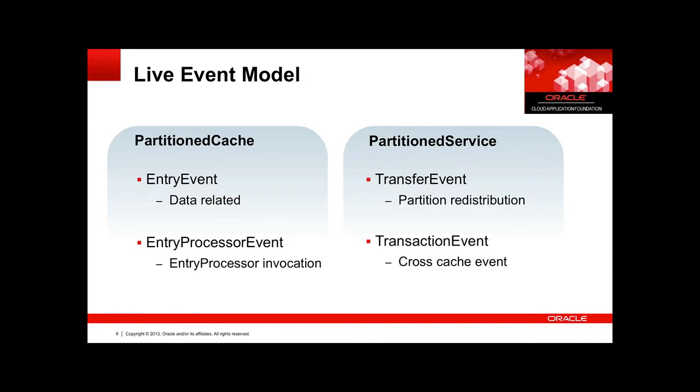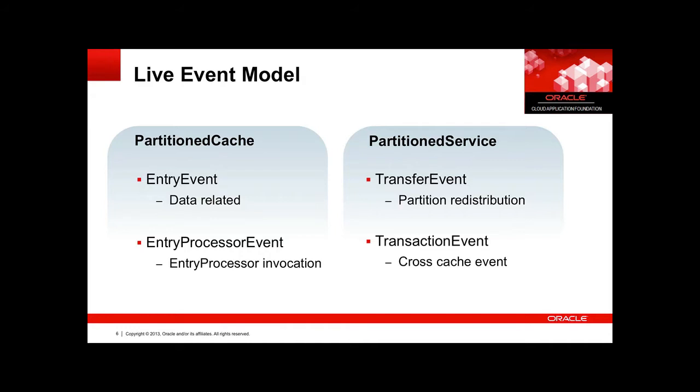So when we looked at the type of events that we wanted to deliver as the first release of this feature, the ones that we thought would be most capitalized on are things we could break into two buckets: the partition service level events and the partition cache level events. And each of those has individual types of event. So if we look at the partition service, we have transfer events and transaction events. And the transfer event itself is all to do with partition redistribution. And we'll drill into each of these events in a bit more detail later on.